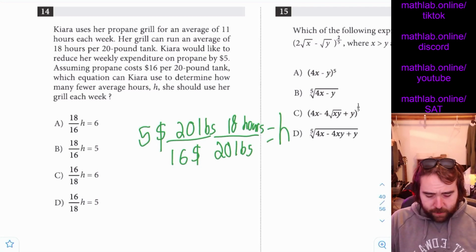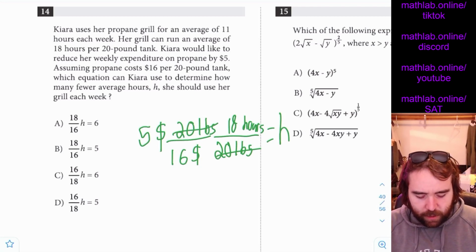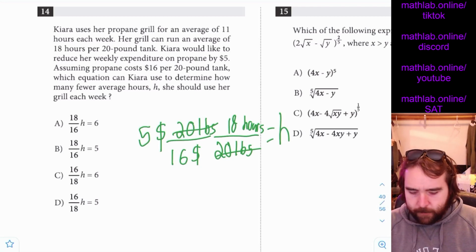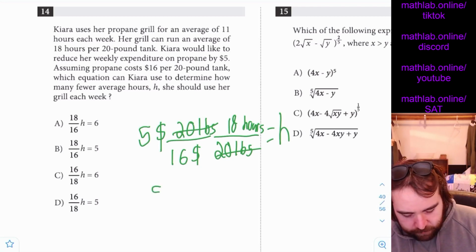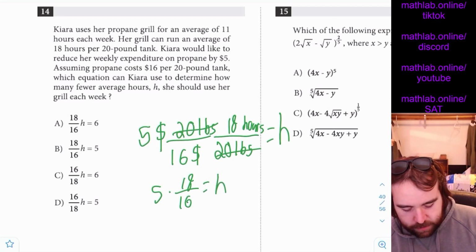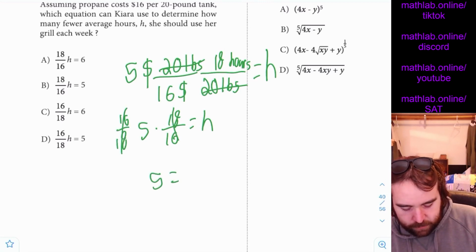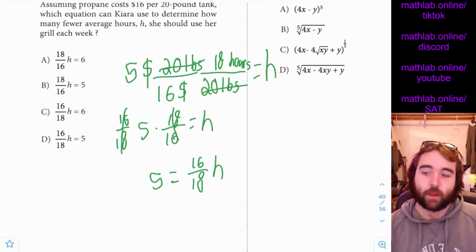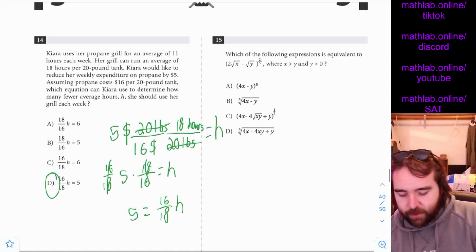So we might just have to move stuff around a little bit to get it to be where we want. The 20 pounds and the 20 pounds are just canceling. It's 18 hours for $16. We want a 5 by itself, probably. Yeah, see, right now we have 5 times 18 over 16 equals H. They're thinking about it in terms of multiplying both sides by 16 over 18, cancel this out and move it to the other side. So 5 is equal to 16 over 18 H. For whatever reason. You don't ask why the SAT does what they do, you just go with them. So that one should be D.